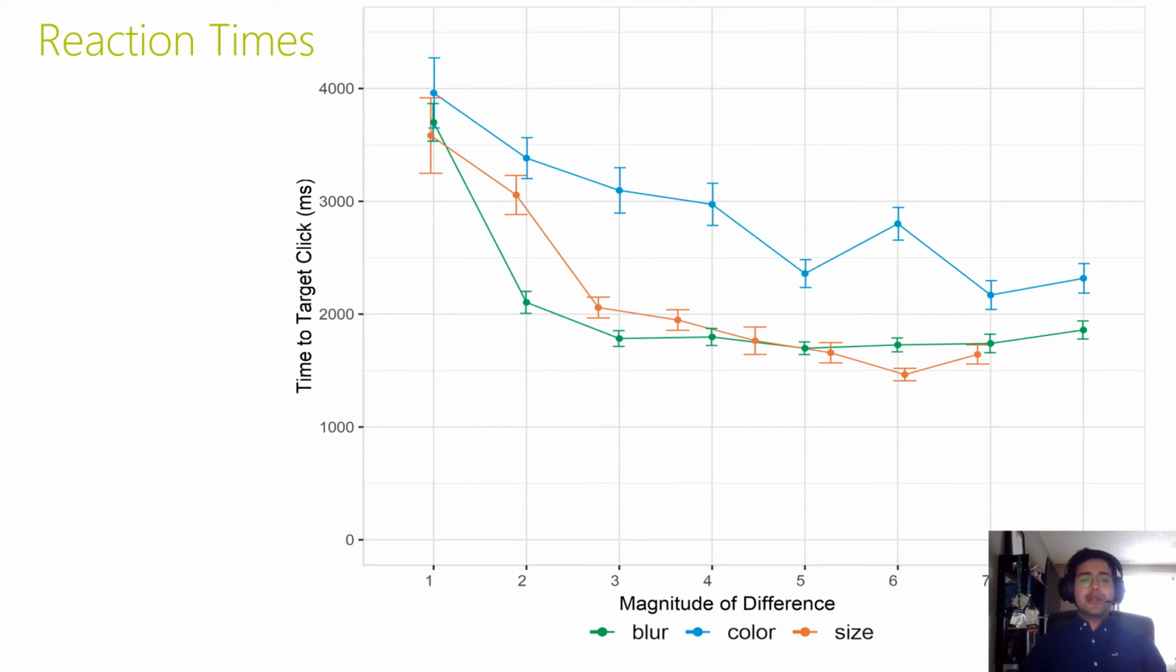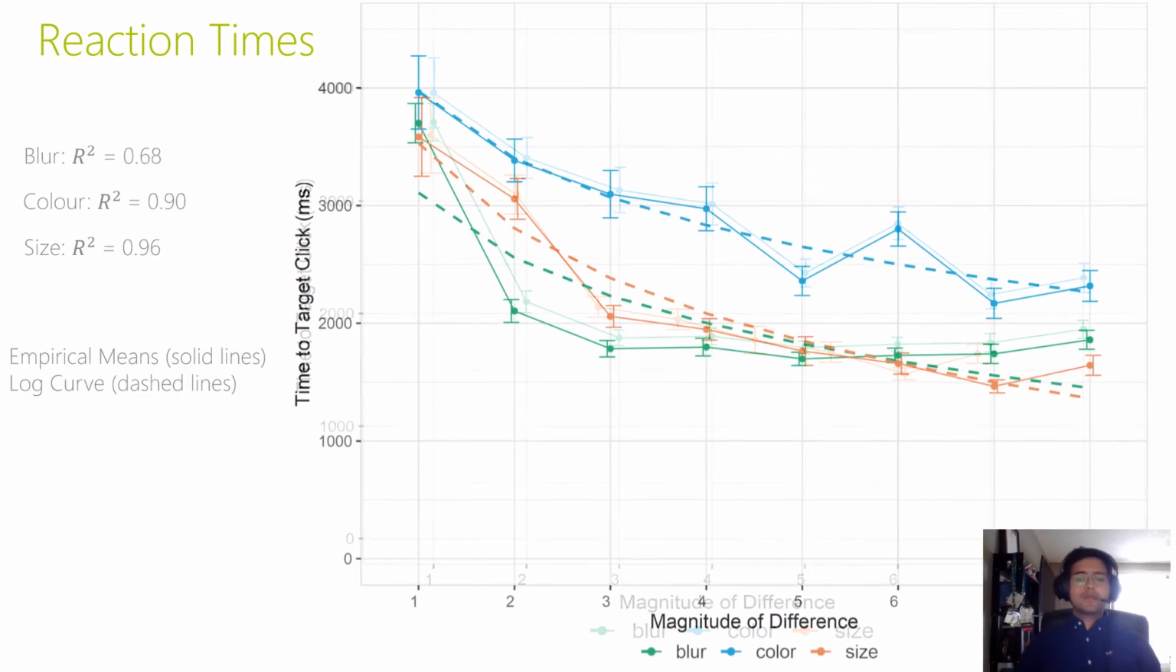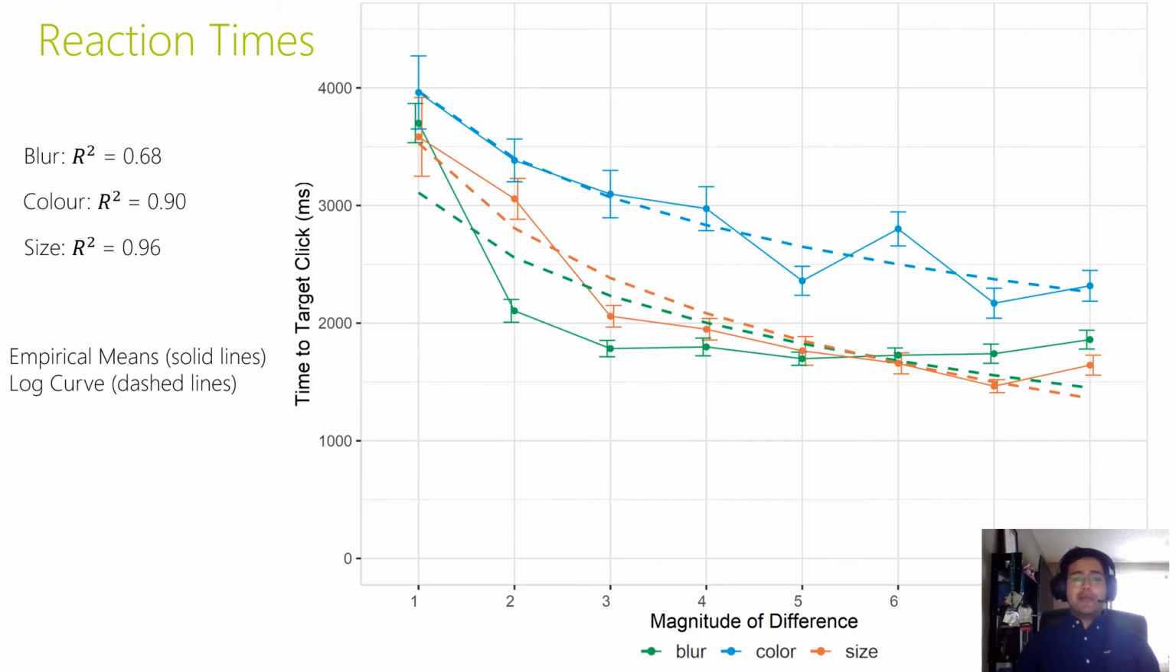So with these results, we can begin to see how these different effects compare to each other. We were also interested in building empirical models. So we then decided to fit a simple logarithmic curve to those lines. So let's see how that looks. And here we can see that a simple log curve fits our empirical means pretty well, with an R value as high as 0.96 for an effect like size.